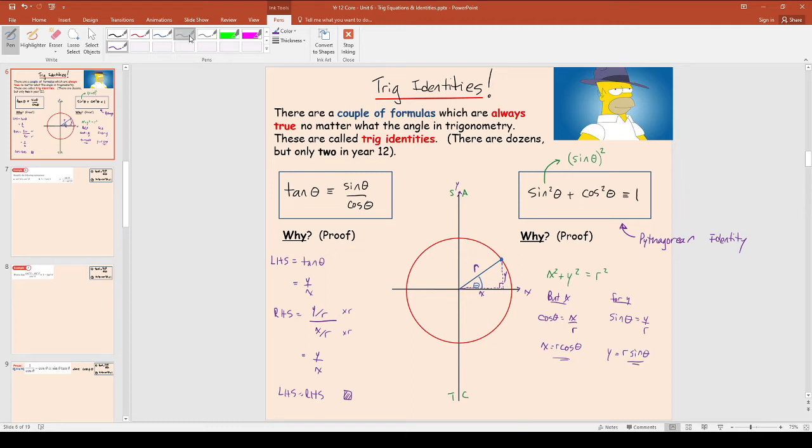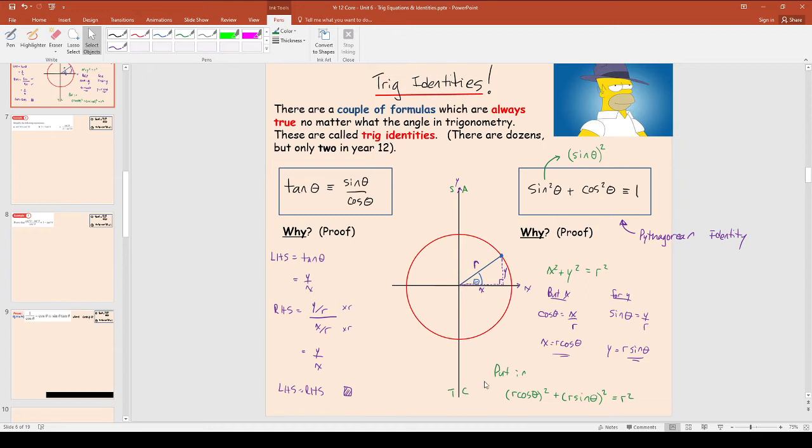Cool? Now what we're going to do is put them both in. Instead of x squared, we're going to have r cos theta, squared. Instead of y, we're going to have r sine theta, squared. And the other side is just r squared. Now all we've got to do, my buddies, is times both sides out. So this will become r squared cos theta all squared, or cos squared theta, the shorthand way of writing that, plus r squared sine squared theta, and that equals r squared.